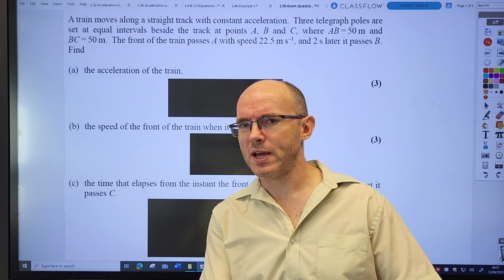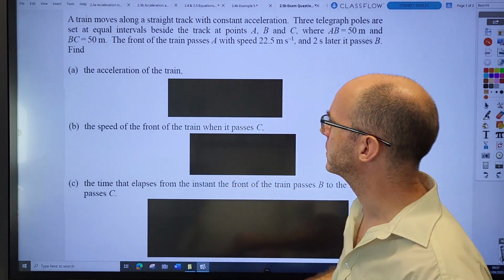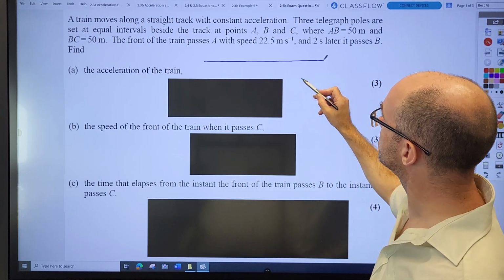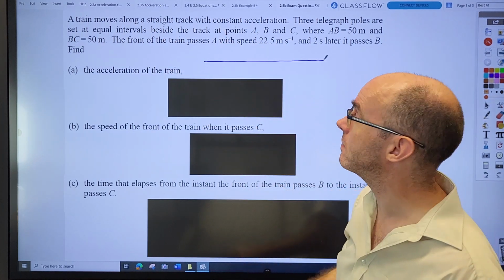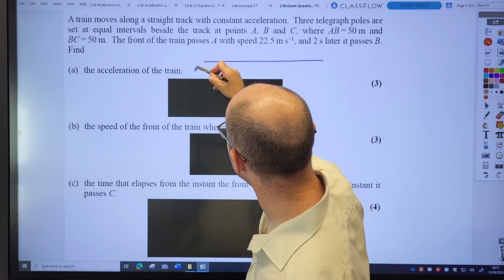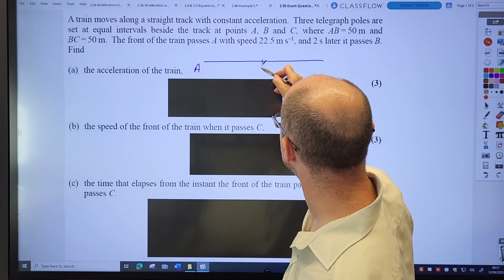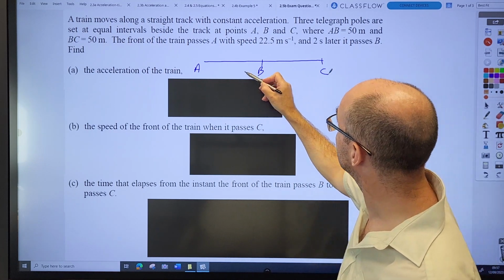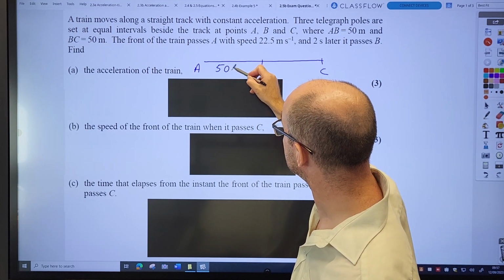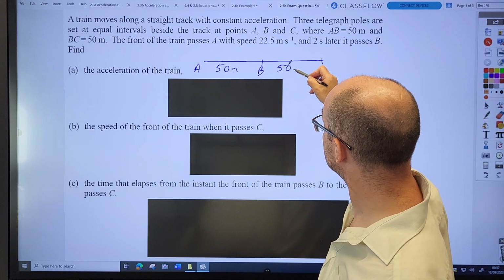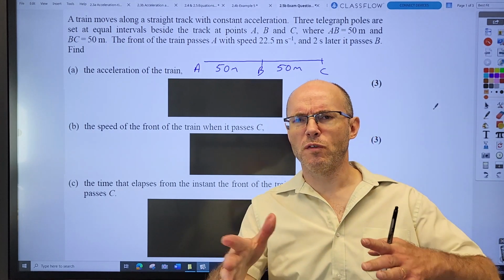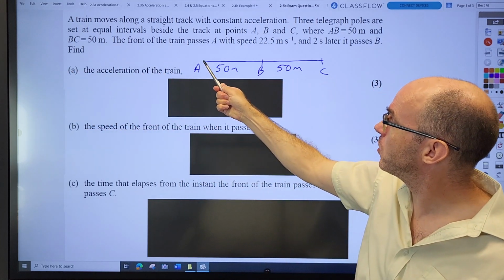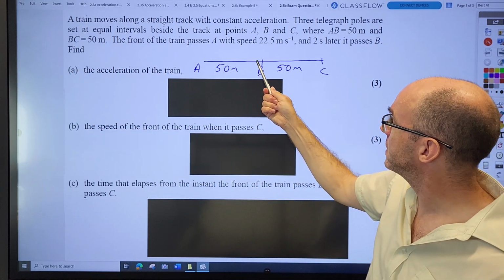You've got to be able to visualise this, or if you want, just set up a quick diagram showing what's happening. So here you've got the straight track that the train is travelling along, and here you've got point A, and then equally dispersed you've got these telegraph poles. Some will mark points B and C there, and they're each 50 metres in distance. So that just helps with your visualisation of what's going on. The train is travelling along, passes point A, then passes B, then passes C.